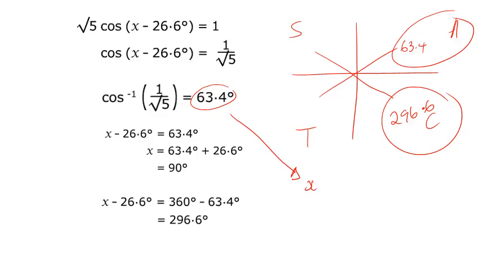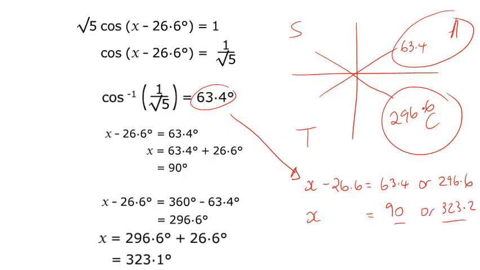So earlier on, after I'd done the inverse cos, x minus 26.6 turned out to be 63.4 or 296.6. So now, onto each of those, I need to add on the 26.6. So if I add 26.6 onto 63.4, I get 90. Or if I do 296.6 add 26.6, I get 323.2. So my final answers are 90 and 323.2.